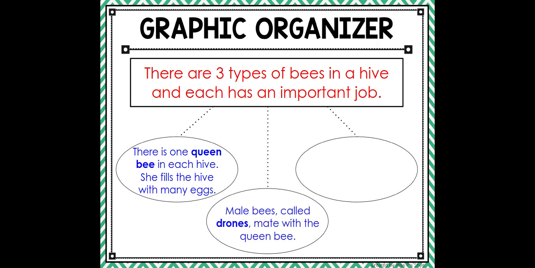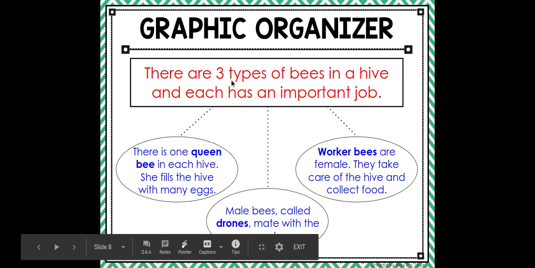Our second detail is about another type of bee and his job. Male bees, called drones, mate with the queen bee. And our last supporting detail is about the third type of bee and her jobs. Worker bees are female. They take care of the hive and collect food. So as you can see, these 3 supporting details give more information about the main idea.